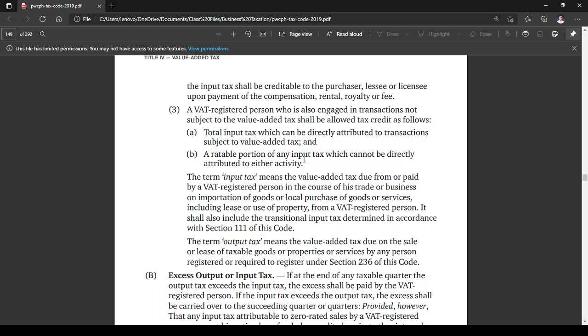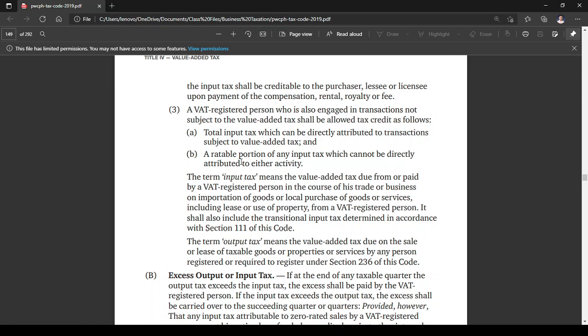Pero kung meron siyang input tax na hindi attributable sa either activity. So for example, nag-avail lang siya ng services na ginagamit niya for both, let's just say na bumili siya ng goods. Bumili siya ng goods na ginagamit niya para sa dalawang services niya. Right? So in that case, dahil attributable siya sa dalawang services niya, isa sa value added tax at isa sa percentage tax, kailangan natin siyang i-ratio in the proportion of the input tax.